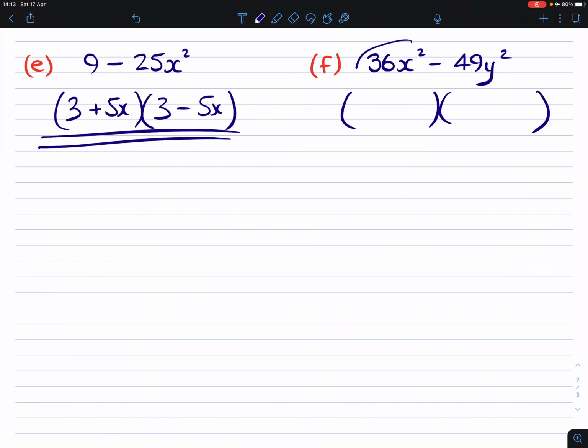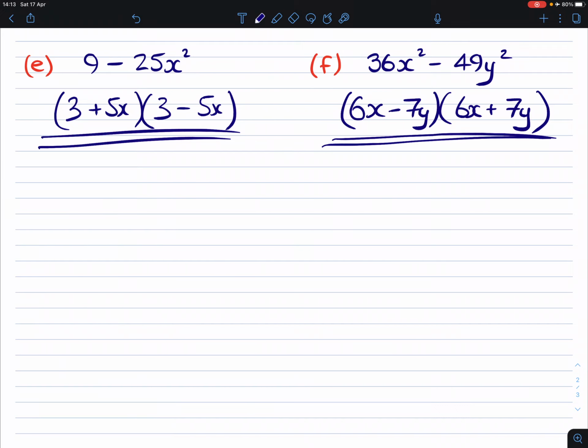The square root of 36x squared is 6x, because 6 times 6 is 36, and x times x is x squared. Square root of 49y squared is 7y, and then in order to get that takeaway, we have 1 plus and 1 minus. Done.